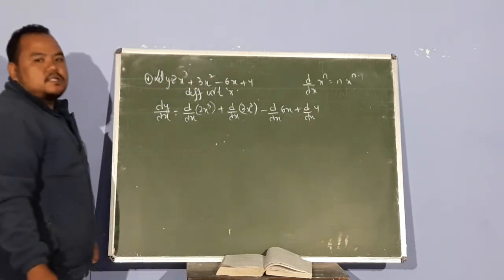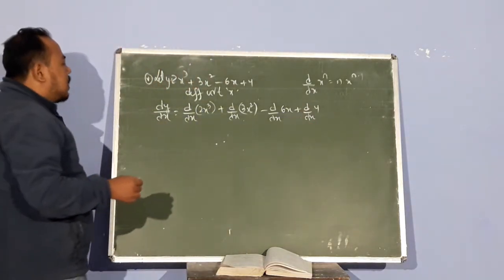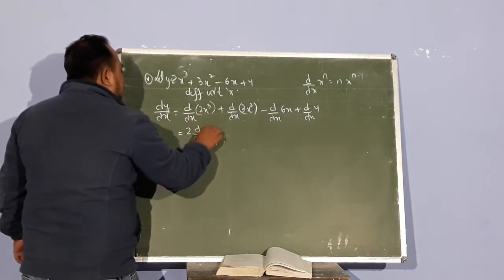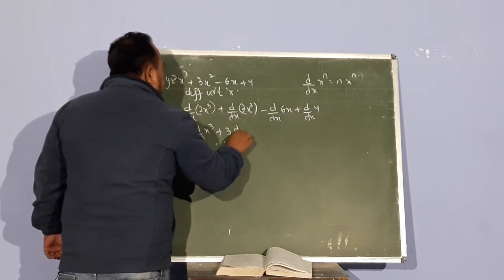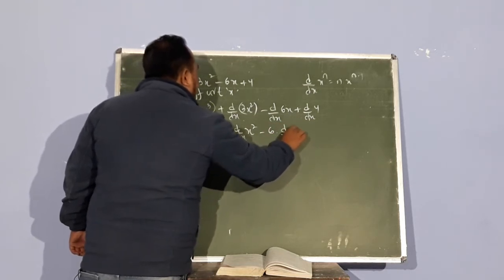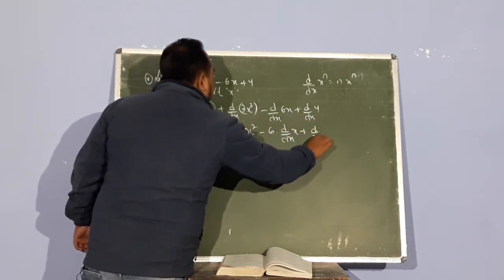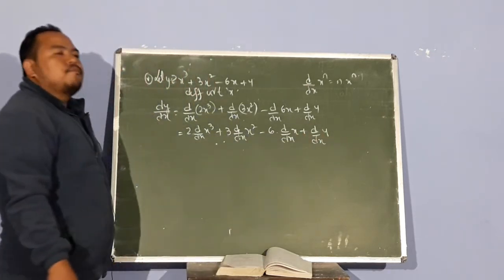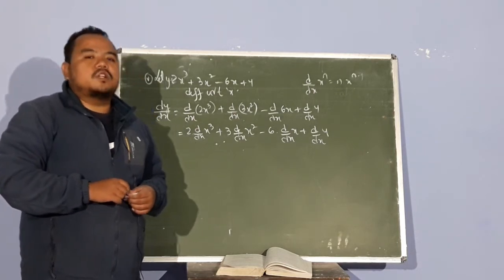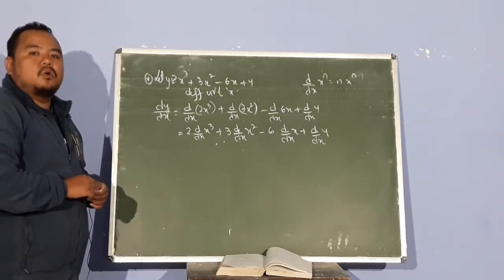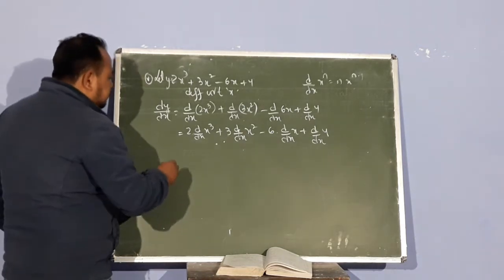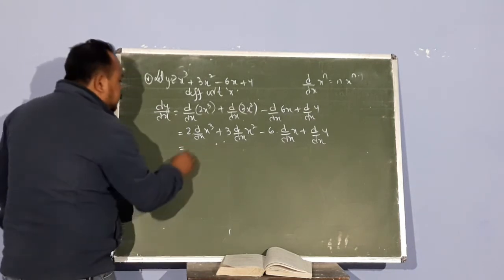Now property 1 says whenever there is a constant term, the constant term comes in front. So 2 is a constant, comes out. So 2 d by dx of x cube plus 3 d by dx of x square minus 6 comes out. So d by dx of x plus d by dx of 4. Out here 4 does not come out because property 1 says the constant term comes in front if there is a function. So 4 is just a constant, there is no function at all. So the differentiation of 4 will remain as it is. Is that clear?